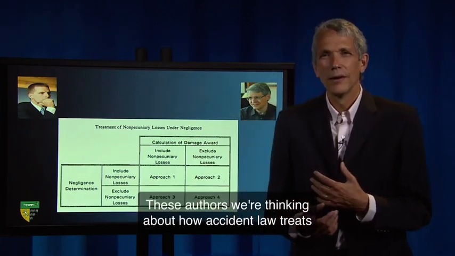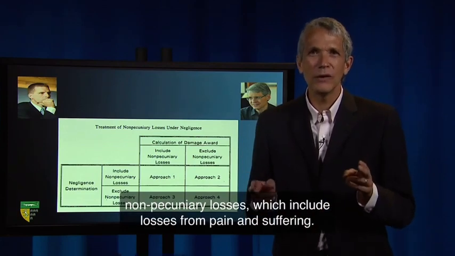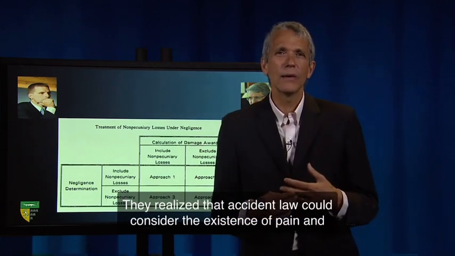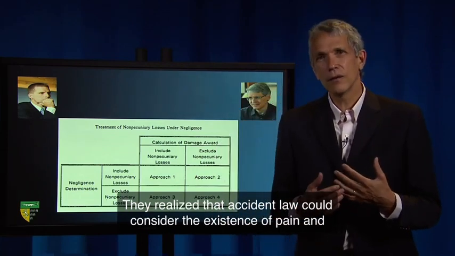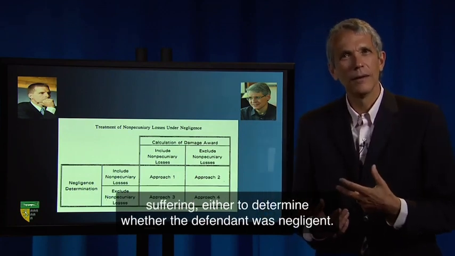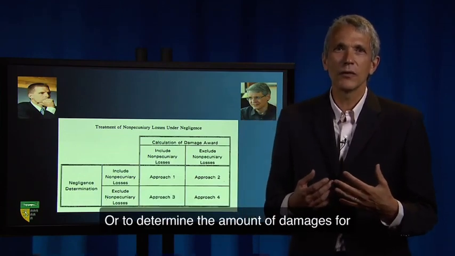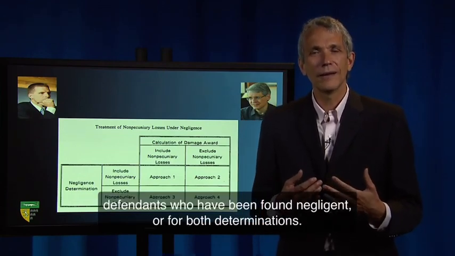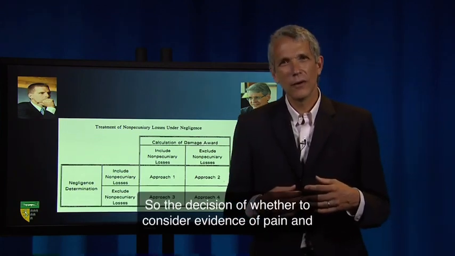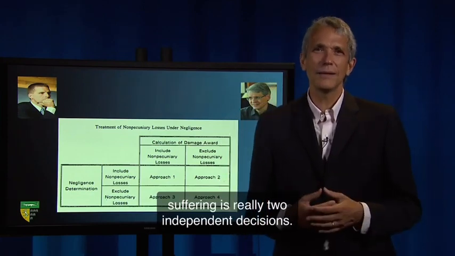These authors were thinking about how accident law treats non-pecuniary losses, which include losses from pain and suffering. They realized that accident law could consider the existence of pain and suffering either to determine whether the defendant was negligent or to determine the amount of damages for defendants who have been found negligent, or for both determinations. So the decision of whether to consider evidence of pain and suffering is really two independent decisions.